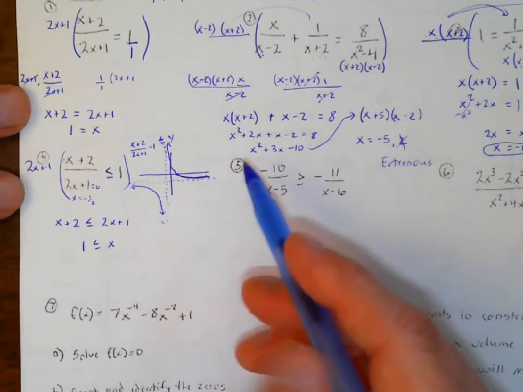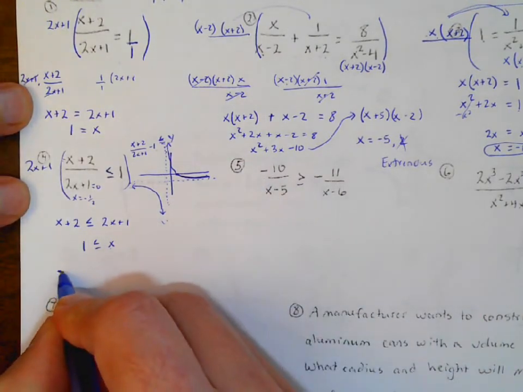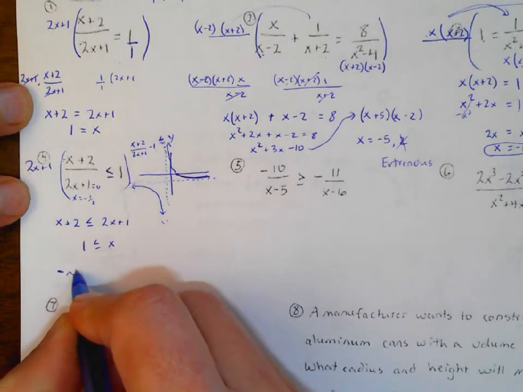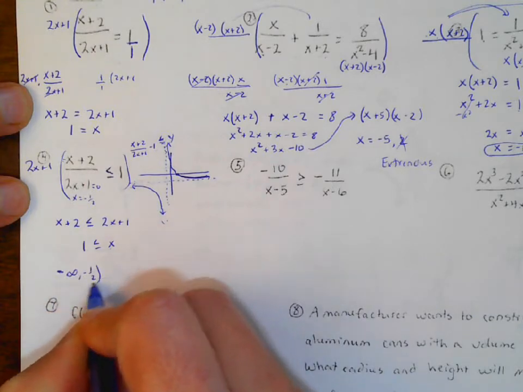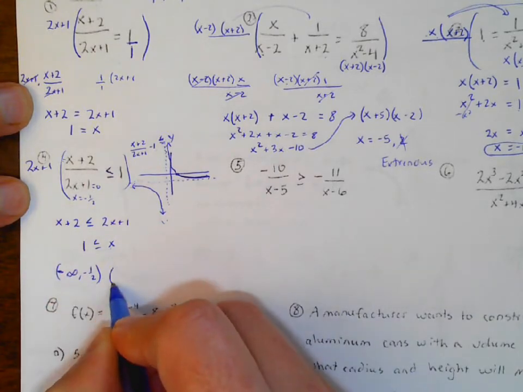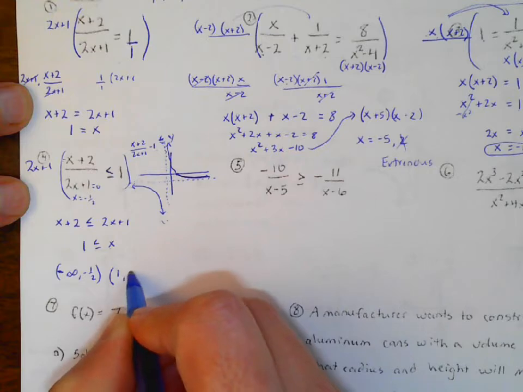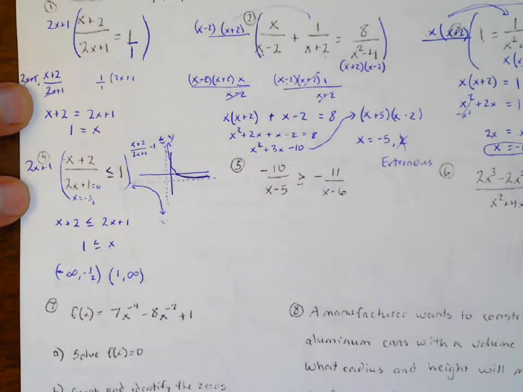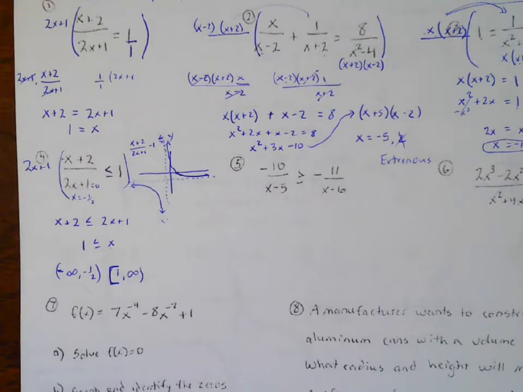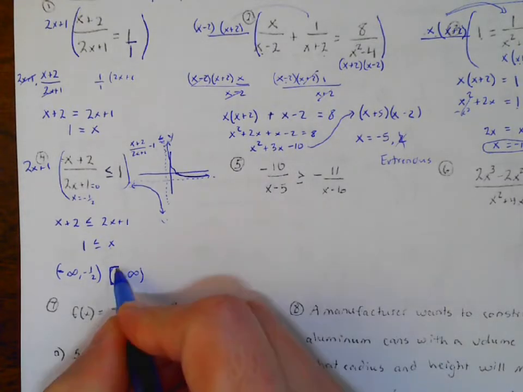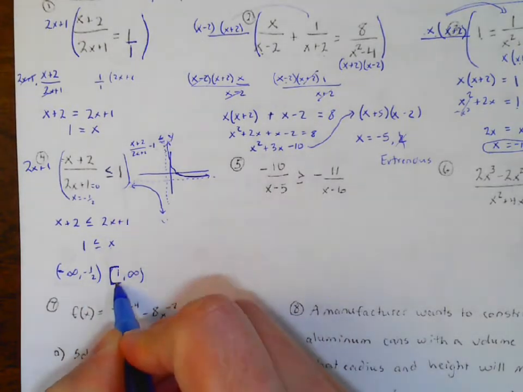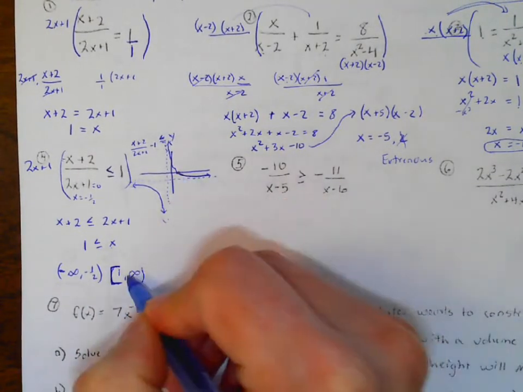So our answer is actually going to be negative infinity to negative 1/2, and then also from 1 to infinity. Also, this is "or equal to," so we're going to put a bracket there.